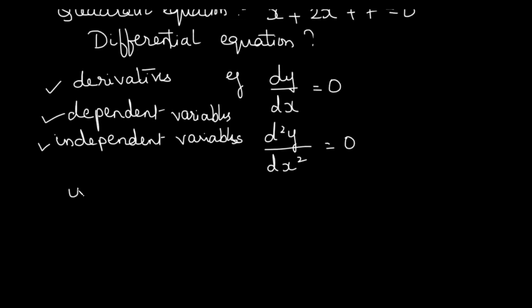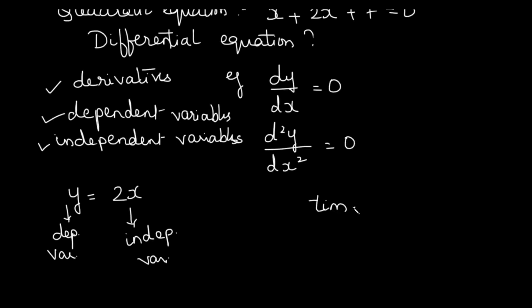In general, if you have y = 2x, then in this case y is known as the dependent variable and x is known as the independent variable because the value of y depends upon x. Therefore, x is known in general as the independent variable. Now, for example, if you take time as a variable, time in this case is known as the independent variable.